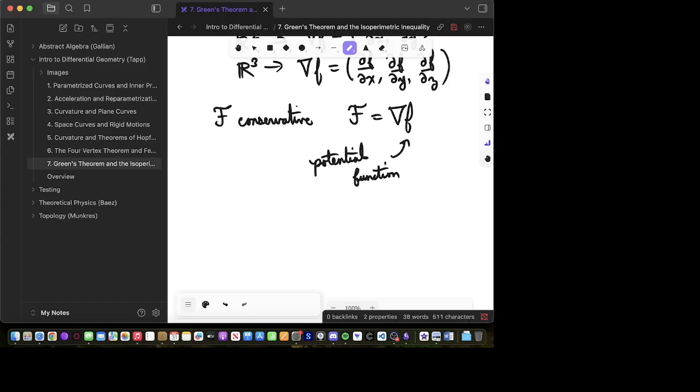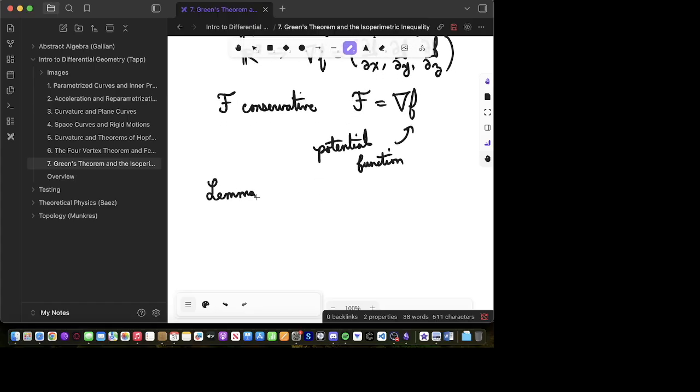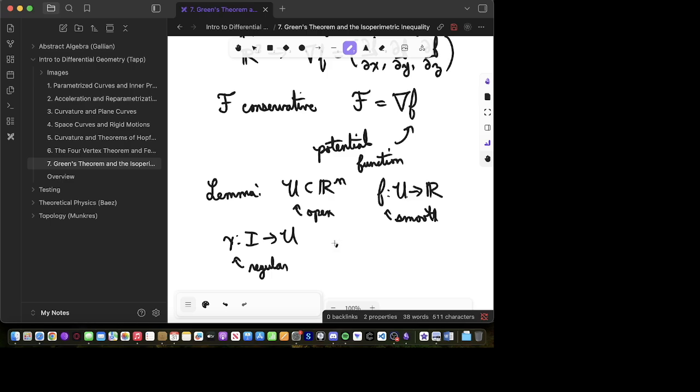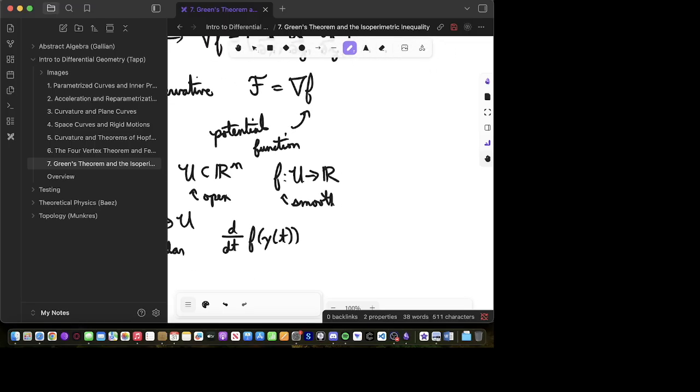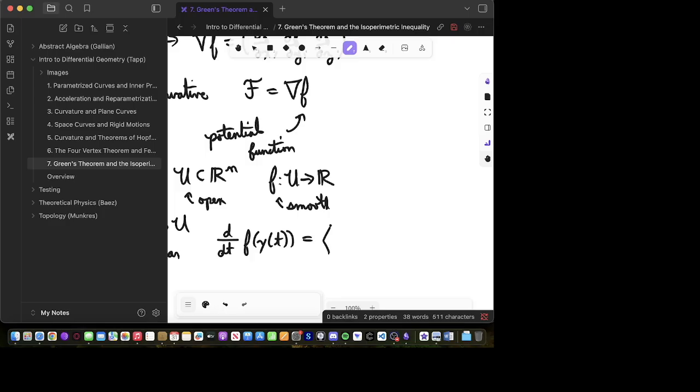So our first lemma for today: if we have an open set U and f is smooth, and gamma is a regular curve, then the derivative of f of gamma of t is equal to the inner product of the gradient of f of gamma of t and gamma prime of t.